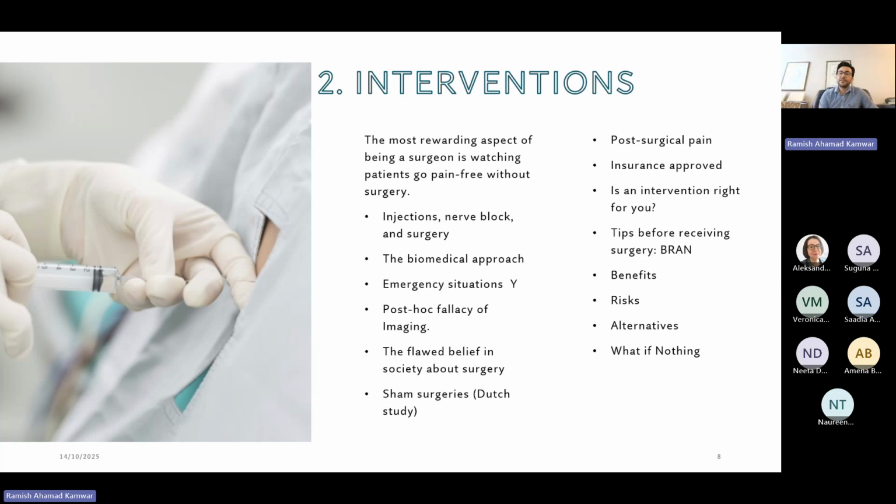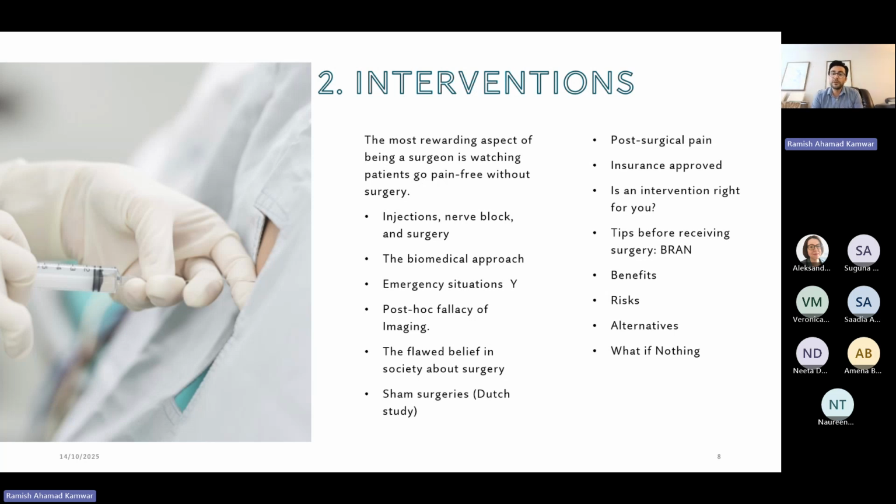The post hoc fallacy of interventions, I'm going a little bit fast on these so that I can get to the others, is the flawed belief in society that people say, oh, this didn't work, that didn't work, medications didn't work, I have to go through surgery. They did this same placebo effect with surgeries, called sham surgeries, in a Dutch study. People improved just thinking that they went through surgery. So interventions work to a certain level. After a level, there is no benefit, and there are also risks for all these surgical and injection interventions. You should know their limitations, where they work and where they don't.